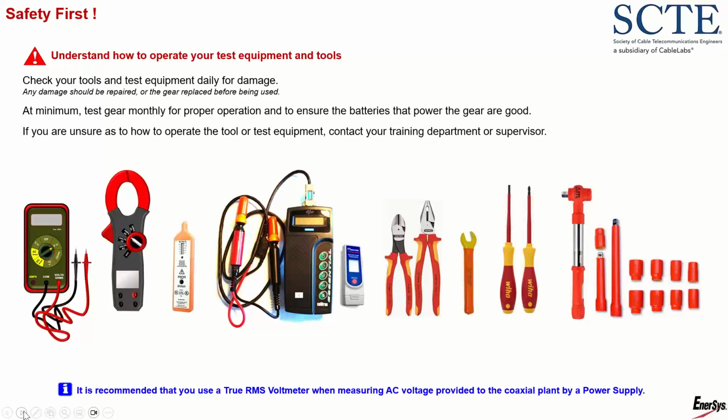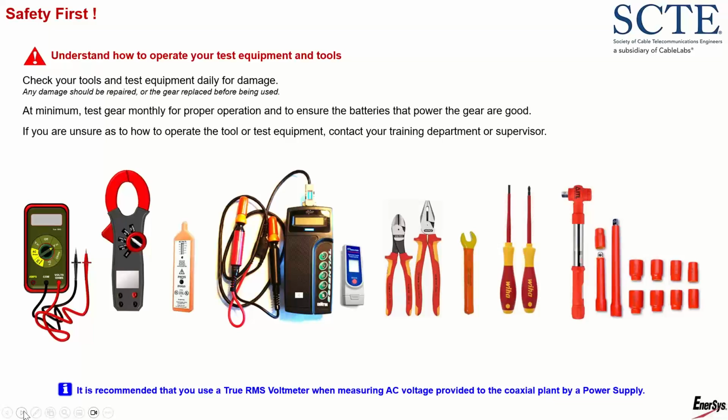Like I mentioned before, you want to make sure you understand how your tools and equipment work. You want to be safe with them, and you want to be effective with them. The better you understand your equipment and your tools, again, the more effective you will be in your job, and the safer you're going to perform your job. Check your tools and equipment daily for damage. If there's damage to leads or anything, have those repaired or replaced. Check the batteries in your test gear.